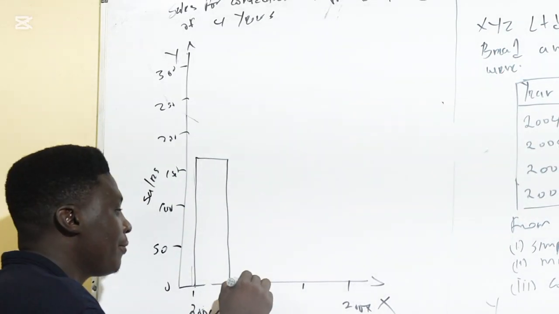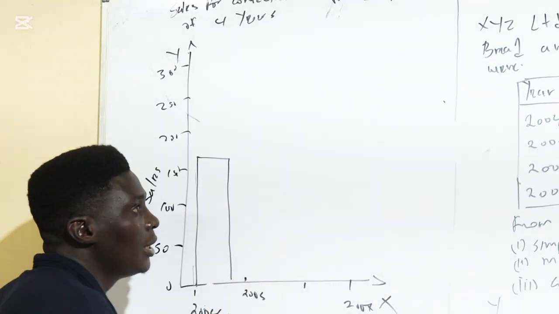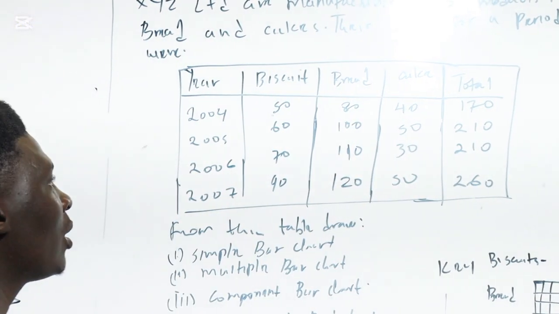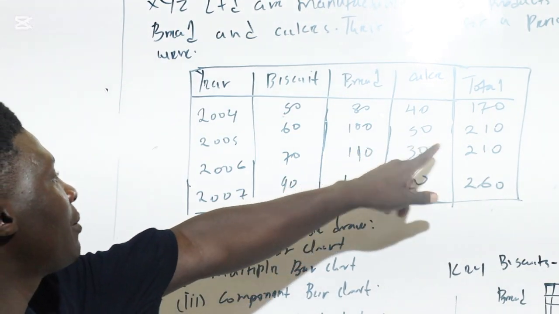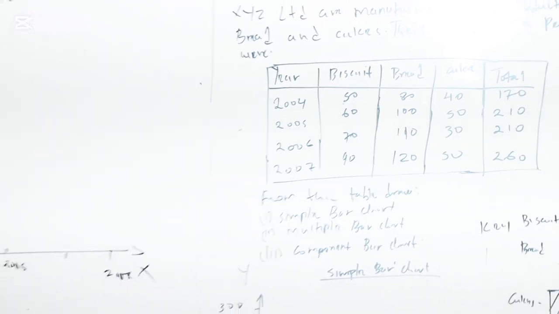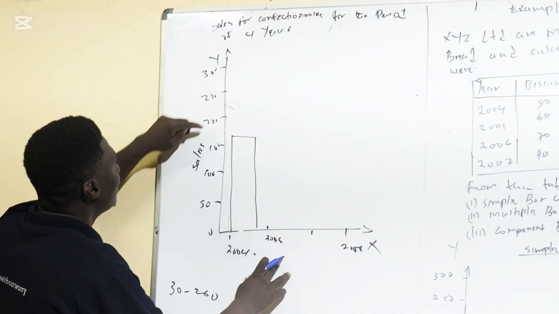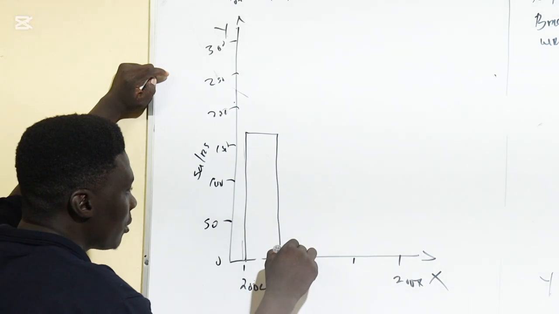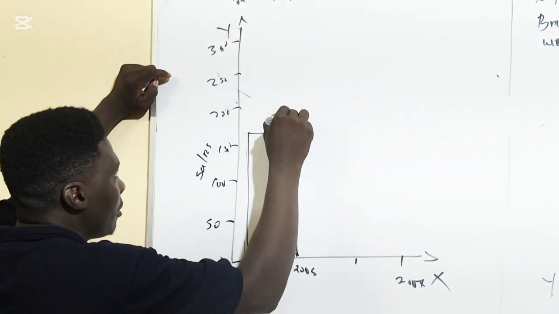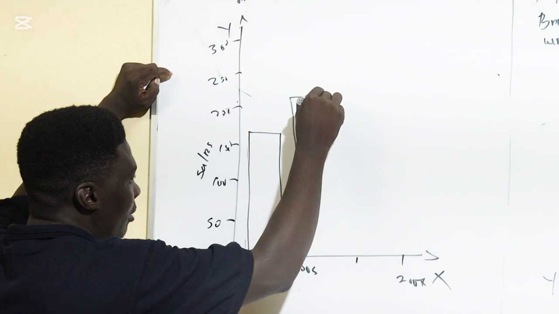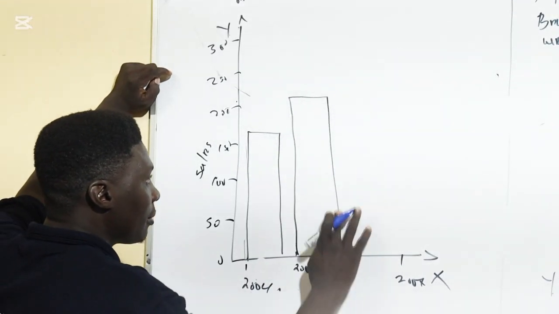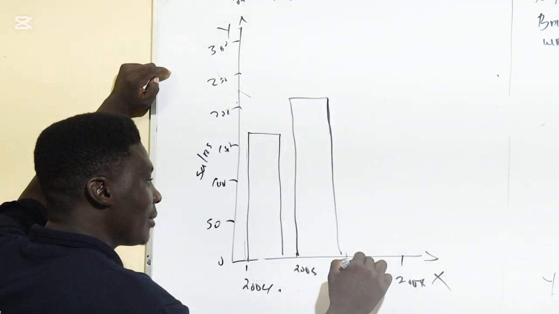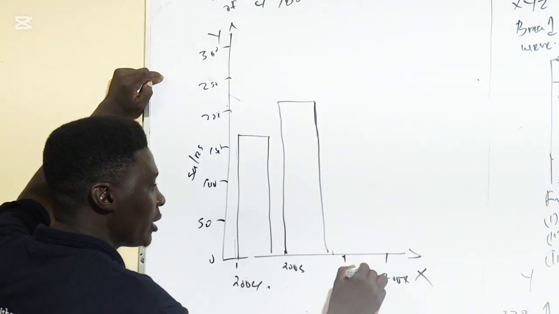Now with 2005, we'll get here 2005. Now we'll check also across. Biscuit is 60, bread is 100, cake is 50. Now we'll get their total, that is 60 plus 100 plus 50, that's 210. So our bar will be up to what? 210 for 2005. If this is 200, then 210 will probably be here. So let me sketch it. 210, so it will probably be there. Then 2006. Let's give a space here and indicate it to be 2006.